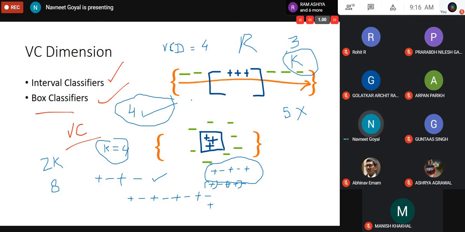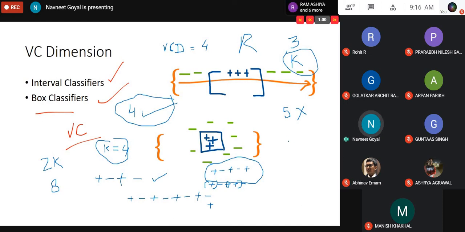Okay. So if I have a box classifier, how many points can I shatter? These are also what we call axis-parallel boxes, because the sides of the box or the square are parallel to the axes. It could be a square, it could be a rectangle. So let us first talk about a square.